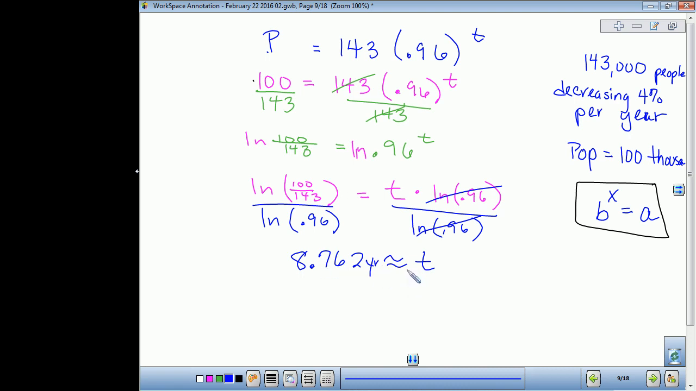That is about how long it would take this population of this poor little city to reduce by 43,000 people. Now, what year would that be? It depends on what year we started. I mean, like the month. You would just take this 0.762 and multiply times 12, and you can figure out the month. I guess that's about the ninth. Yeah, that's right.